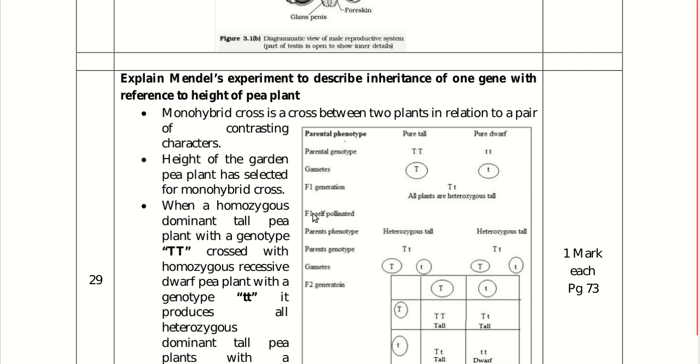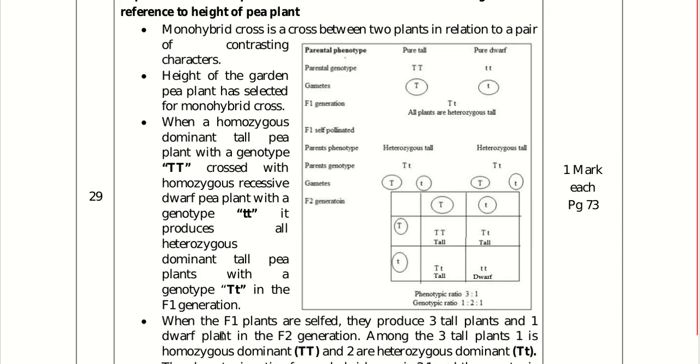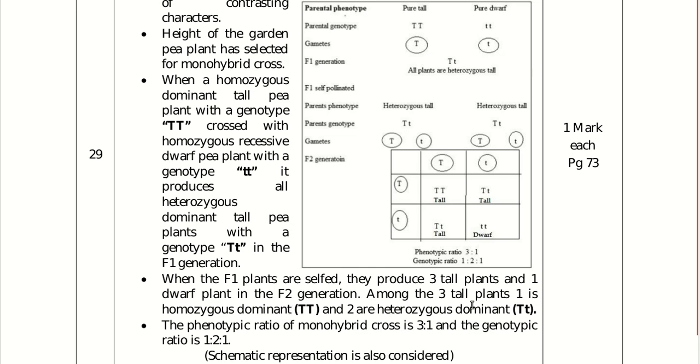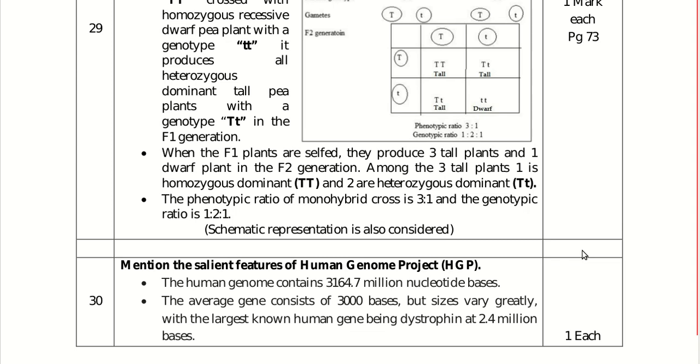So you are going to get 4 types of gametes, which when crossed you are going to get, when F1 is selfed, 3 tall plants and 1 dwarf plant based on their external features. When you look into its genetic makeup, 1 plant is pure tall or homozygous tall, 2 of the plants are heterozygous tall, and 1 is homozygous dwarf. So thus the phenotypic ratio of monohybrid cross is 3:1, and the genotypic ratio is 1:2:1. So 1 mark each for all the steps that you are going to write and explain.